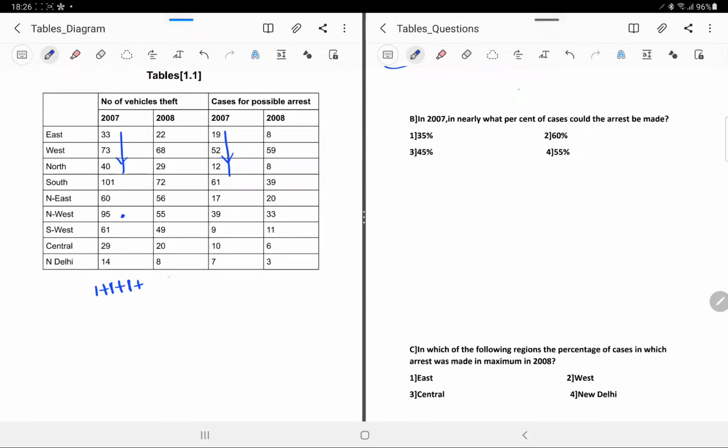63 plus 29 is 92. 92 plus 14 is 106. So this would be 06, and this is 4. So carry 1 along with this one. So this is like 506. So the number of the vehicles that were actually stolen in the year 2000 was 506.